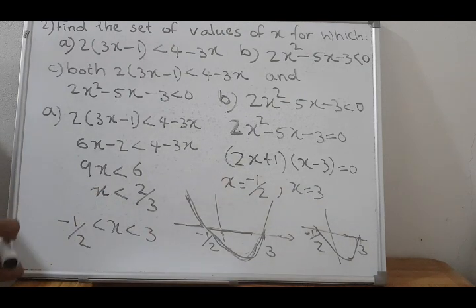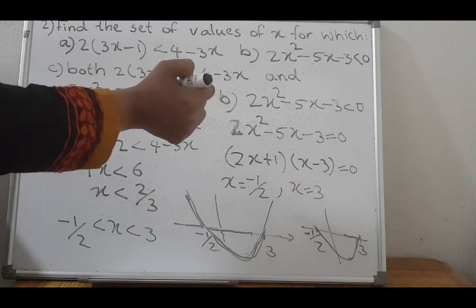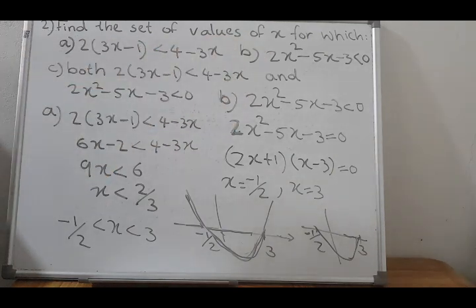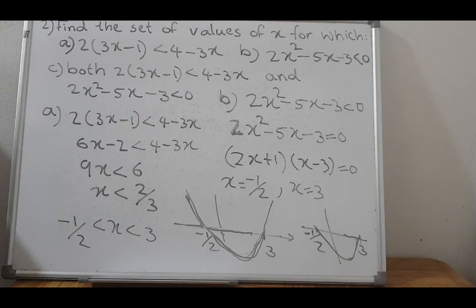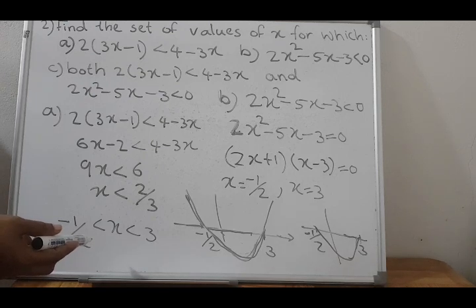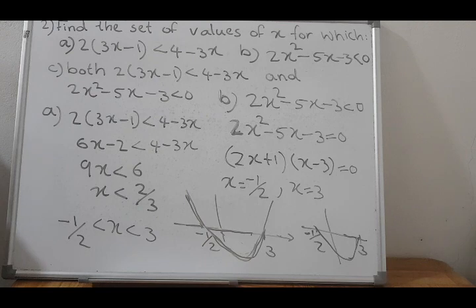This is our set of values for which 2x square minus 5x minus 3 is less than 0. That is minus half less than x less than 3. See, from A part we got x is less than 2 by 3, and from B part we got minus half less than x less than 3. See, we have to erase it.